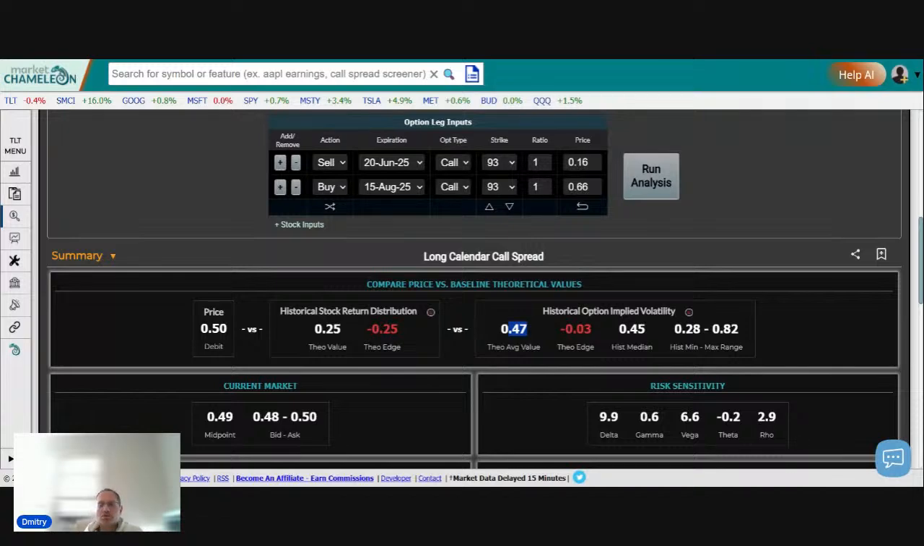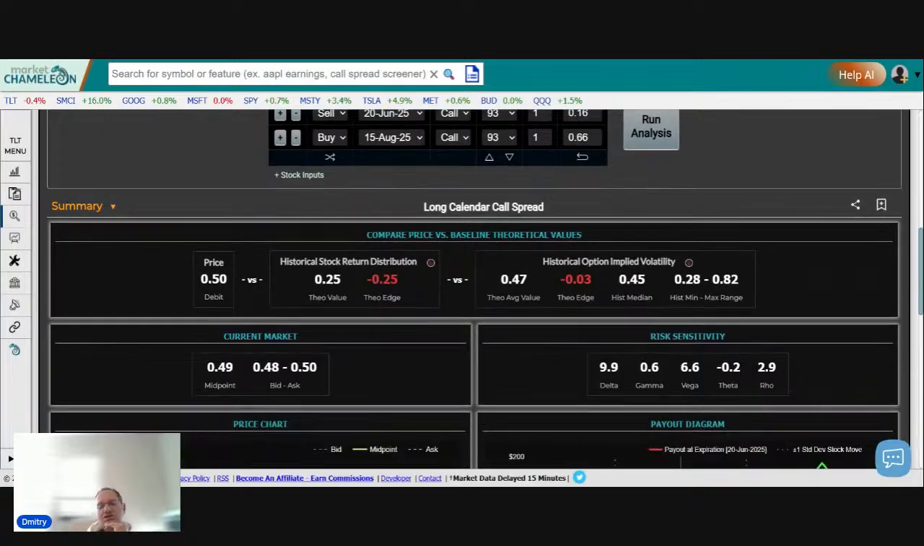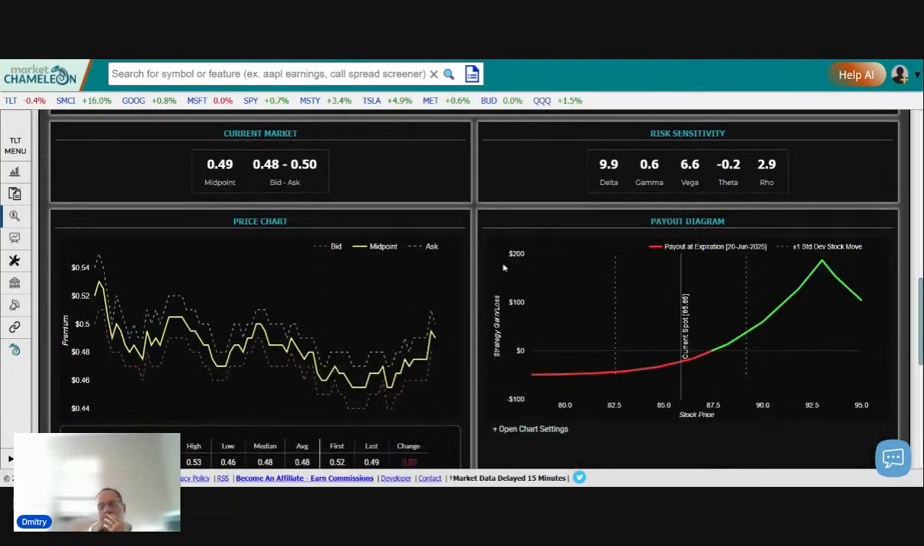The median price is 45 cents, and this is the historical range, 28 cents, 82 cents. So it's right in the median price. So let's say it's in line with the historical averages. Then let's slide down here. These are the risk sensitivities of this spread.